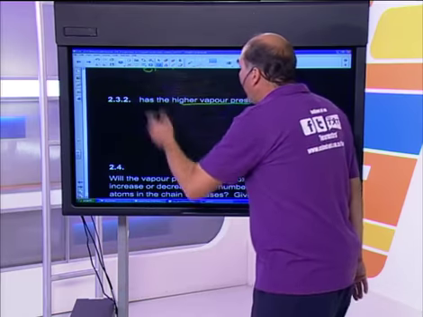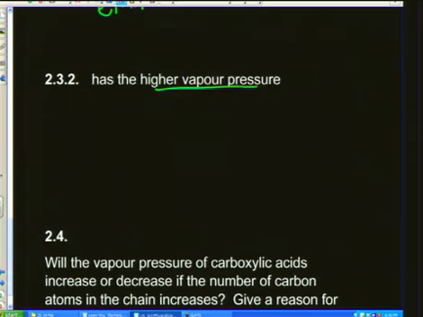Vapor pressure is what pushes down on the liquid, and the one that has the higher vapor pressure, okay, so the liquid evaporates and pushes down. The one that has the higher vapor pressure will actually have the lower boiling point. So the one that is more fragrant, and that's going to be your ester, which is methyl methanoate.